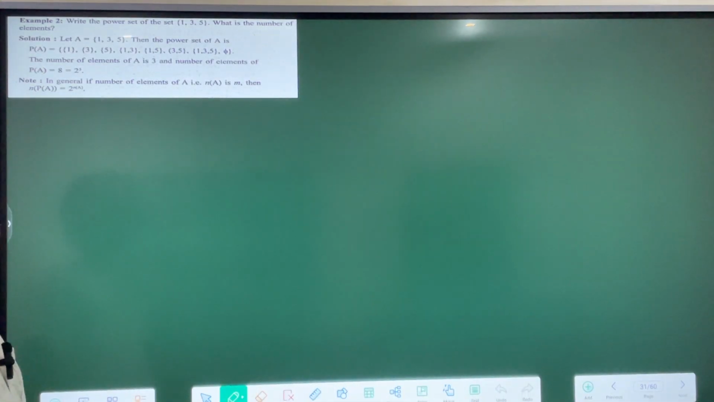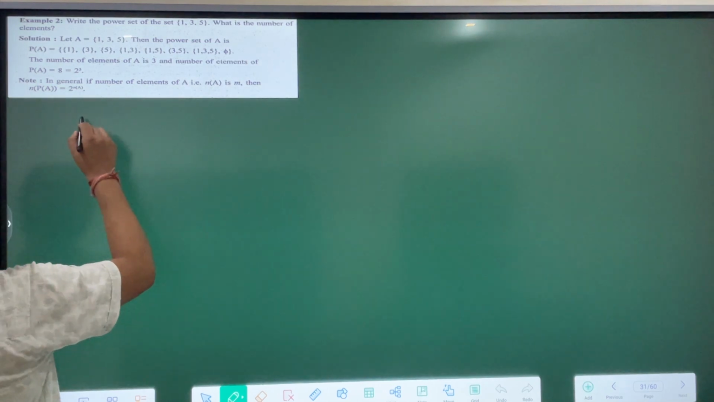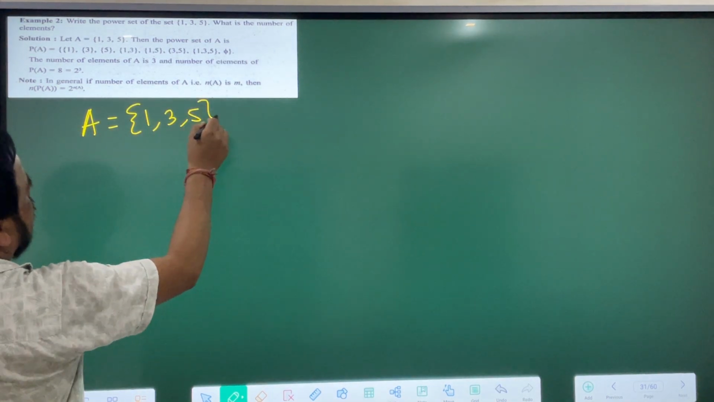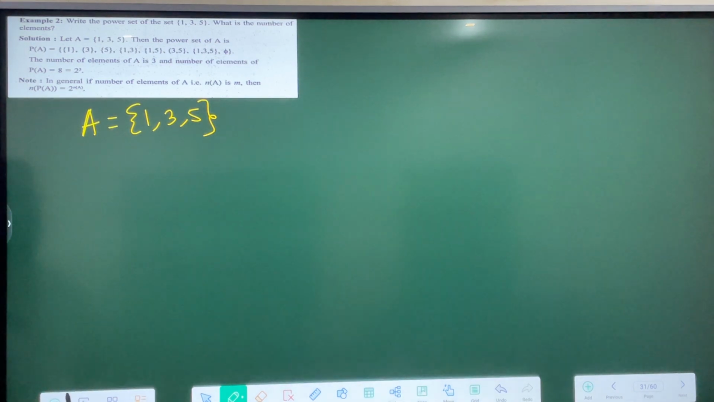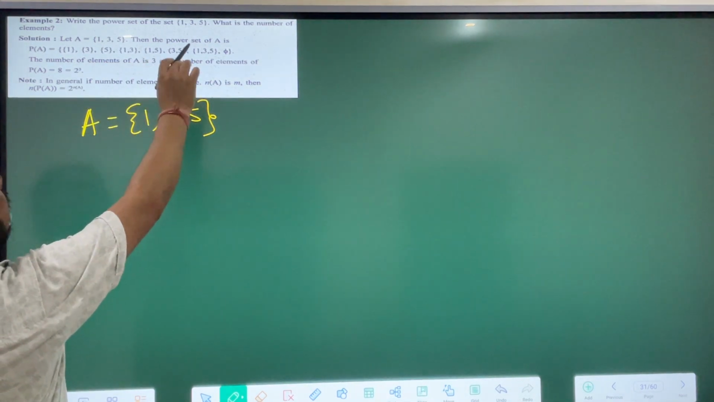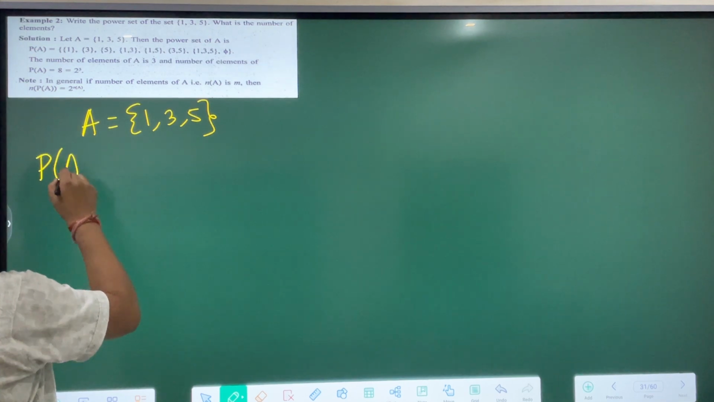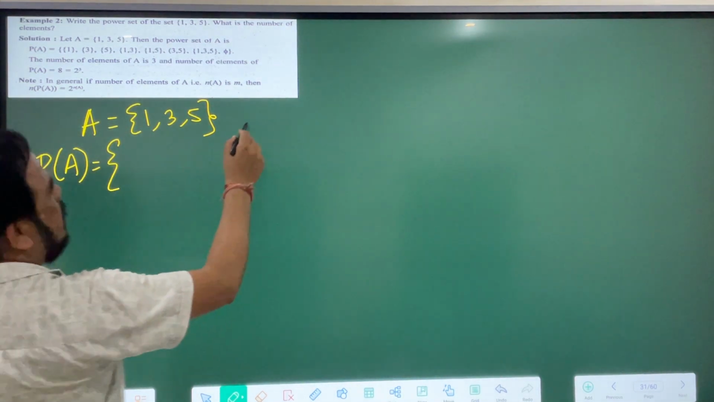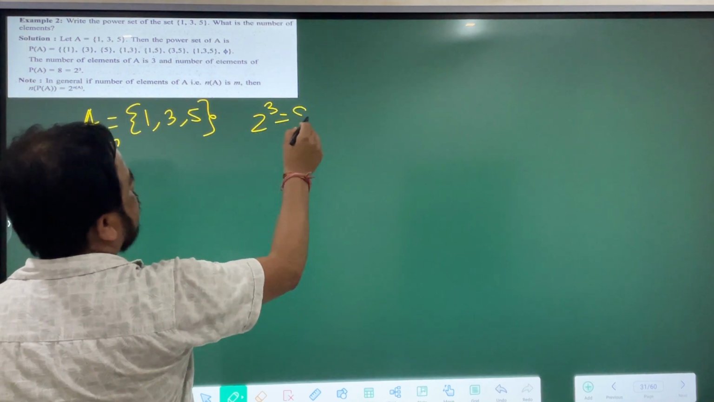Example: write the power set of the set {1, 3, 5}. What is the number of elements? Suppose set A is {1, 3}. This power set, I already explained. Let me explain again. The question is to write the power set of the set. So let me write the power set.